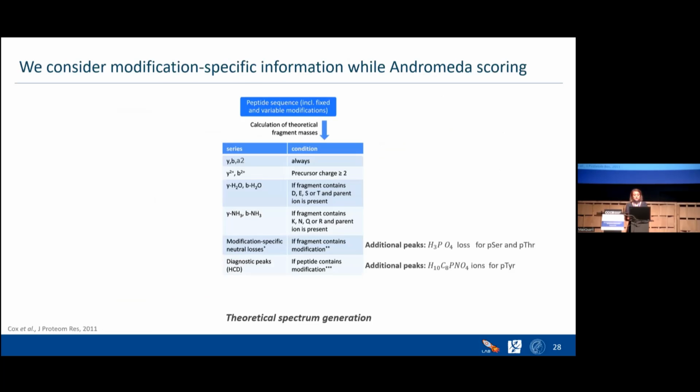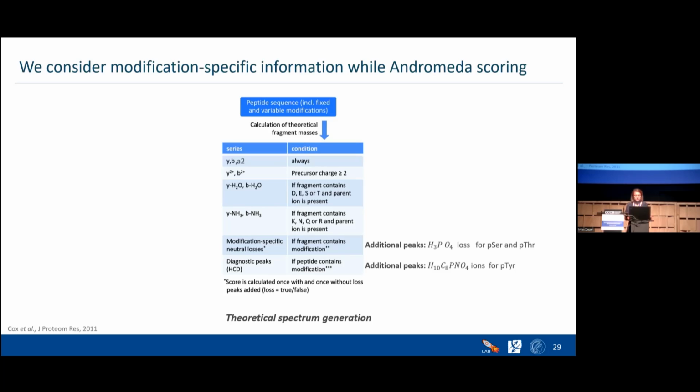Now let's talk in detail about how the identification happens. There were slight changes to the Andromeda scoring. We discussed this on an earlier day, at the beginning of the summer school, how Andromeda works. And what's special on the PTMs is that we have some modification-specific neutral losses. So for serine, threonine, and tyrosine, we have this ammonium loss. And for the diagnostic peaks, for tyrosine, we have this ammonium at phosphotyrosine.